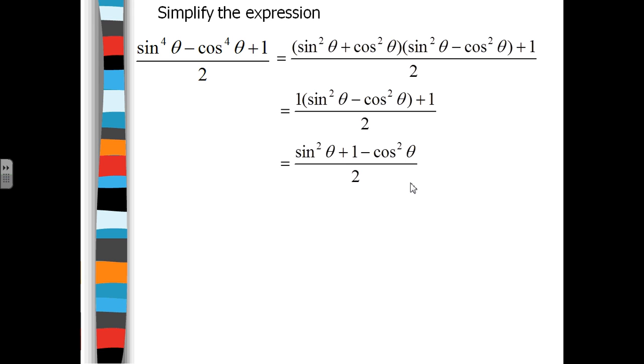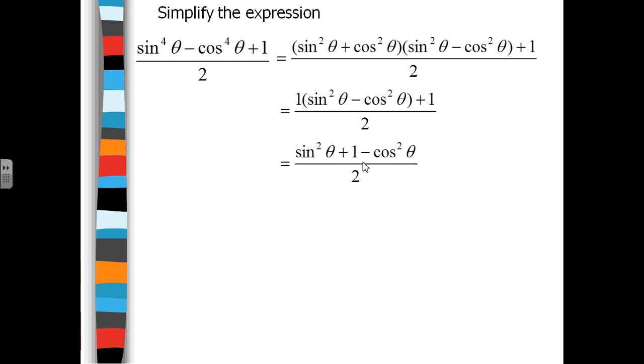After you've done that, remember your Pythagorean identity, sine squared plus cosine squared, that's equal to 1. So we can replace that with 1, which really doesn't need to be there, right? So we have sine squared minus cosine squared plus 1 all over 2. Now what we're going to do is rewrite, and I'm just doing this so that you can see it a little better, but I'm going to reorder these and put it as 1 minus cosine squared, plus sine squared, all over 2.